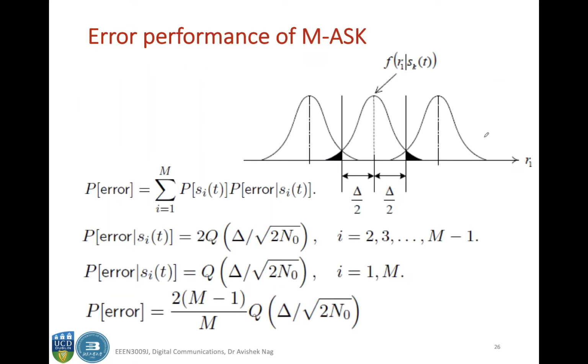Now if you want to calculate the error performance of MASK, what should we do? Basically the probability of error is the sum of these terms. This is nothing but the error due to each of these signals multiplied by the a priori probability of those signals, and then you do the sum over i from 1 to m. For any signal other than the first signal and the extreme mth signal, consider any signal, the kth signal, where k is between 2 to m minus 1.